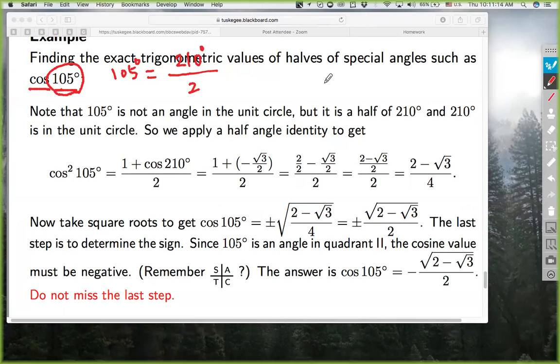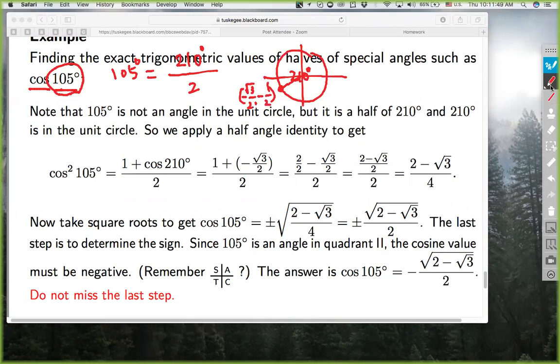And 210 is one of the angles in the unit circle. So 210 is right here. And you can see cosine and sine x values for the angle. So this is negative square root of 3 over 2, comma negative 1/2. So cosine x is this and sine x is this. So using the cosine and sine values of 210 degrees, we can compute the value of cosine of the half angle 1 of 5.